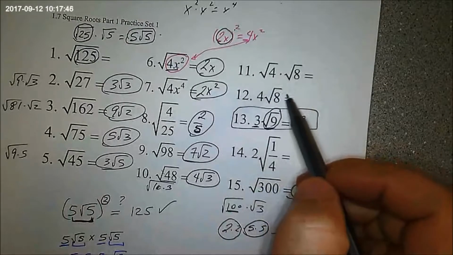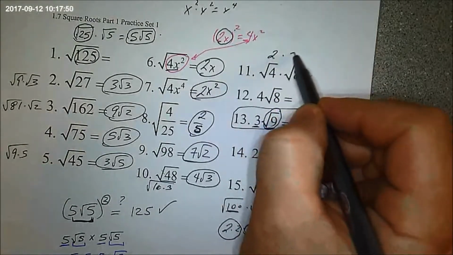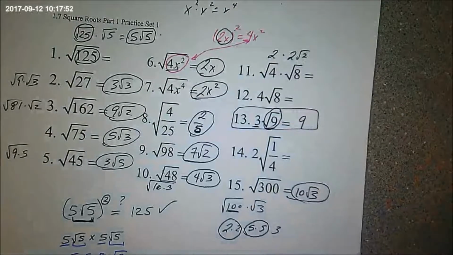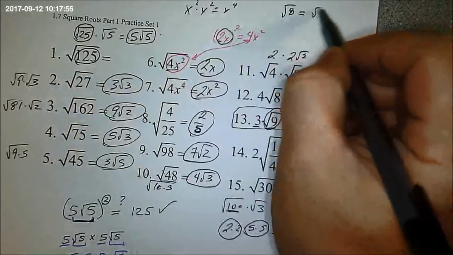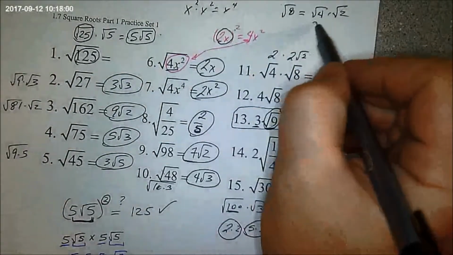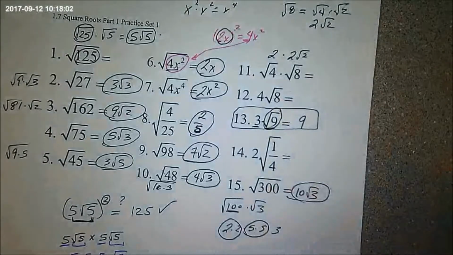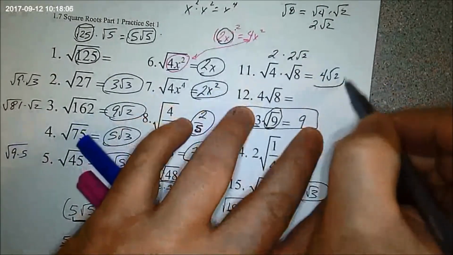Hey, these two are totally different. If you can read them, you'll see they're totally different because this is 2 times 2 times the square root of 2. Because the square root of 8 is the square root of 4 times the square root of 2, yeah? So that's 2 root 2. So this whole thing right here is equal to 4 times the square root of 2.